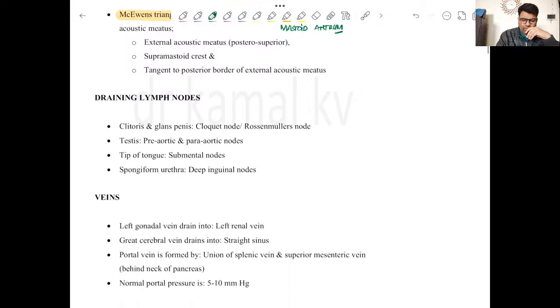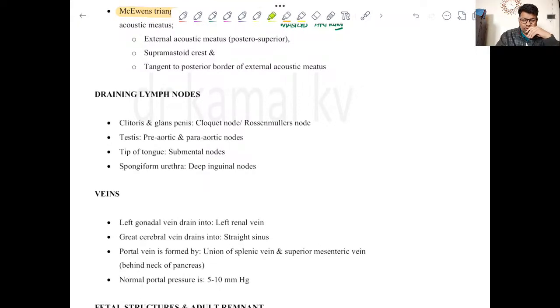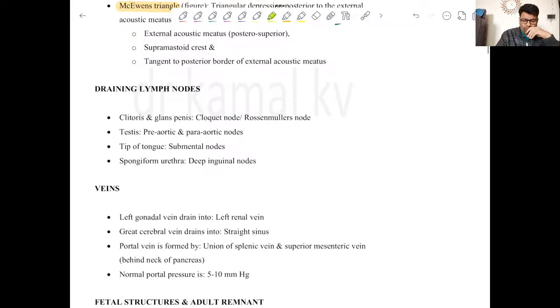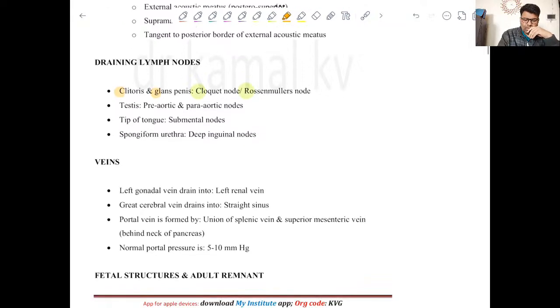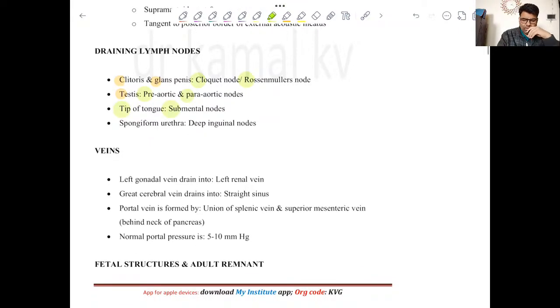Then some lymph nodes and the areas they drain. One is Cloquet or Rosenmuller lymph node, which drains the clitoris and the glans penis. Then pre-aortic and para-aortic, they drain the testes. Then submental, it drains the tip of tongue. And then spongiform urethra, it goes into deep inguinal nodes.